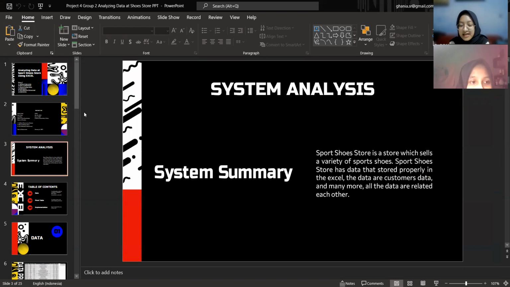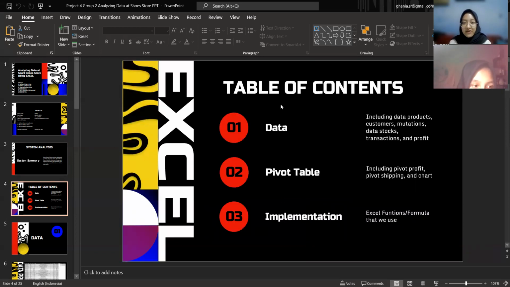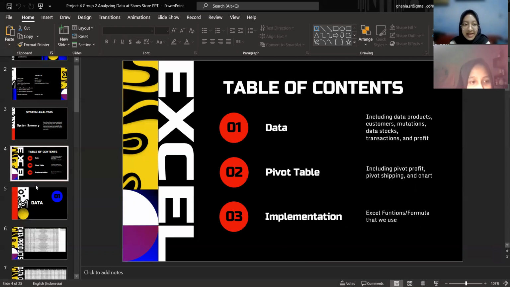System analysis is going to be explained by Davara. The system summary: Sports Shoes Store is a store which sells a variety of sports shoes. Sports Shoes Store has data that is stored properly in Excel. Data are customers and many more. Next, we have a table of contents. We have data, pivot table, and implementation that we are going to explain.